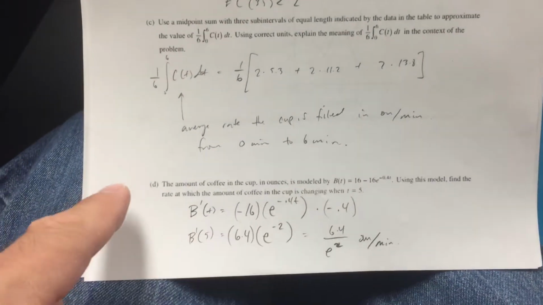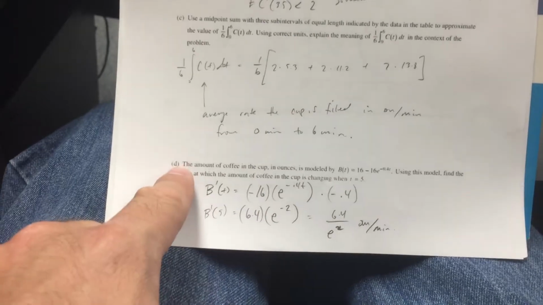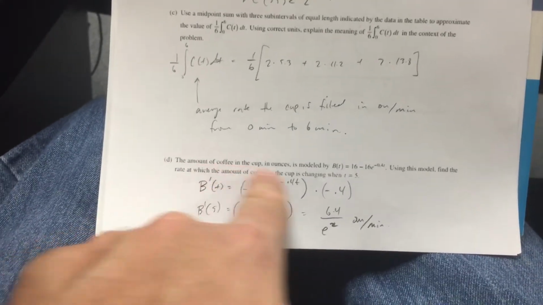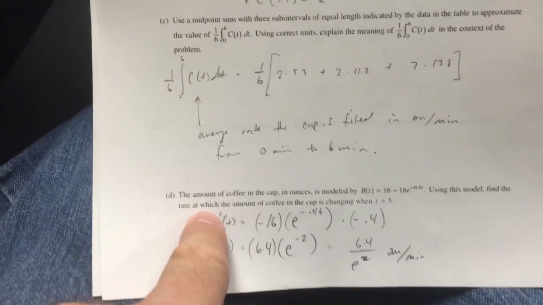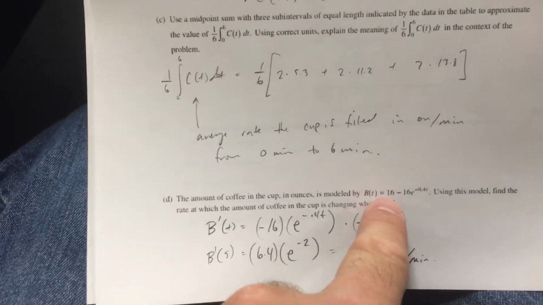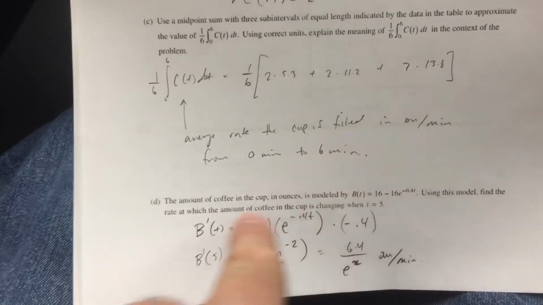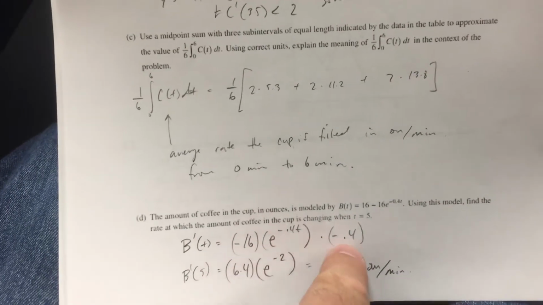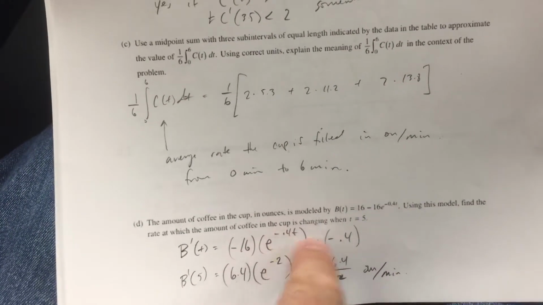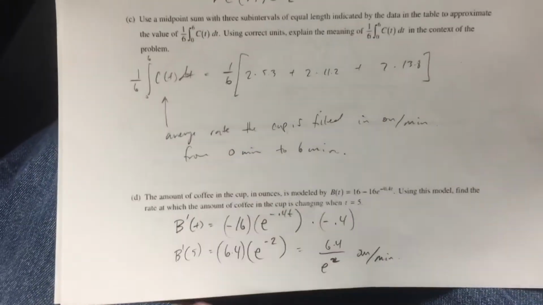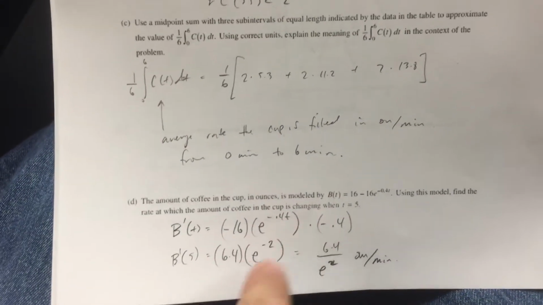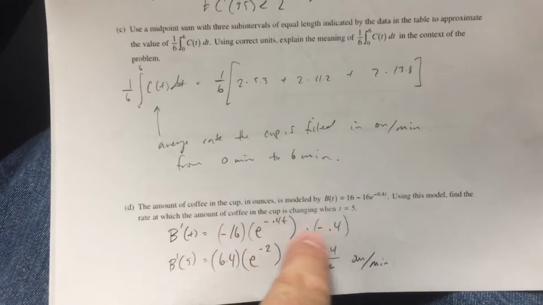And then part D here, let's see, I didn't read it beforehand. Oh, I need to take the derivative. So it says here, using this model, find the rate at which it's changing, so that means I have to take the derivative. So this is B of t, I take the derivative, and I have to remember this 0.4 right here because the exponent up there has to come down. So now that I have this, I simplified it just a little bit, because 16 times 0.4 is 6.4. And they're both negatives and positive there.